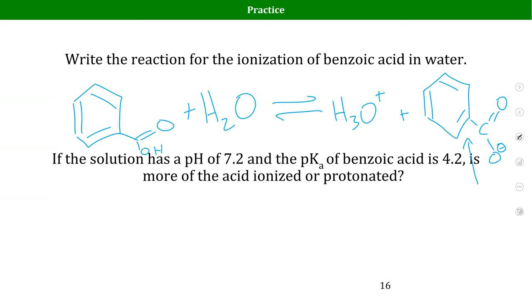If we wanted to make sure that as much of this was soluble in water, if we wanted to maximize the solubility in water, we want the protonated form or the deprotonated form?